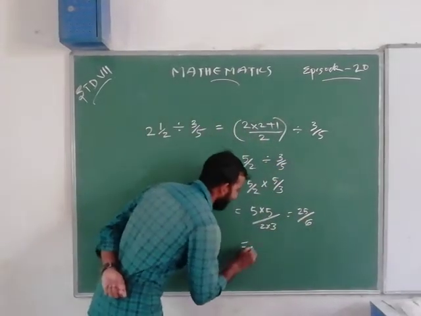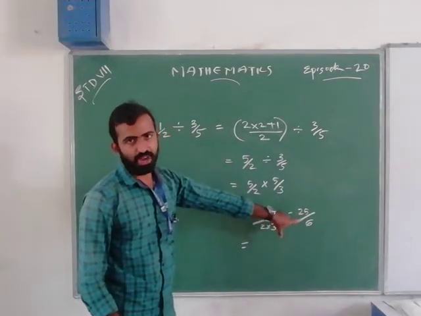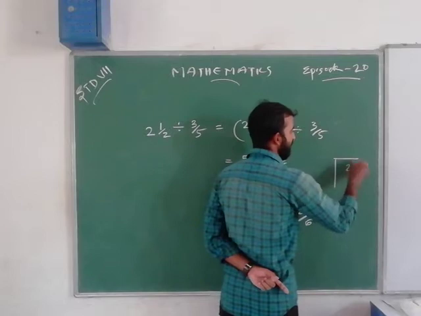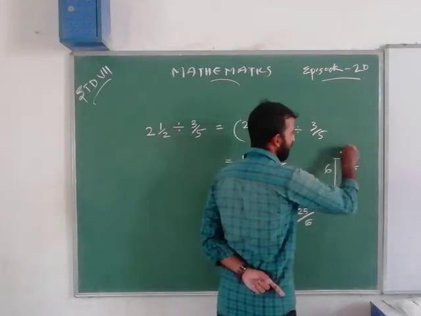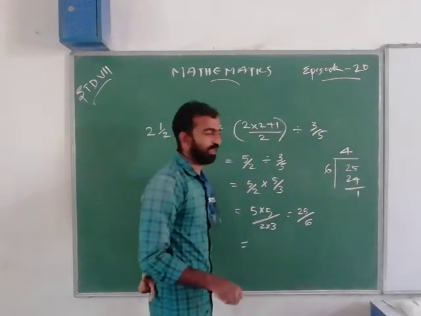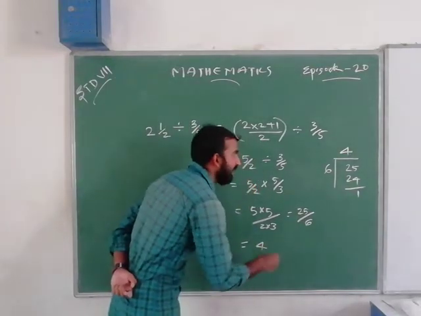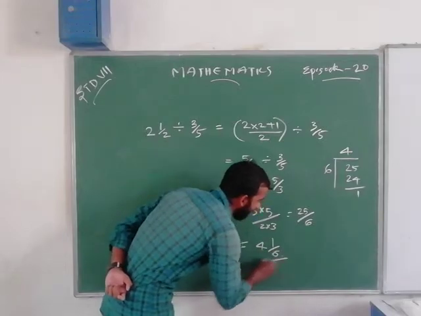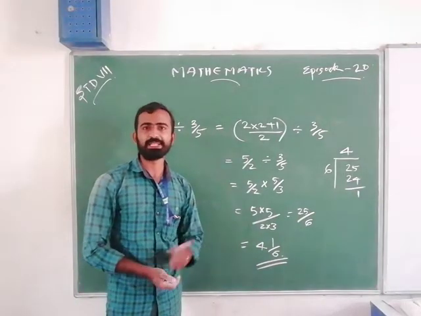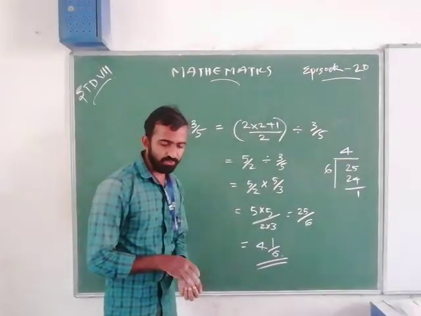We get 25 by 6. 25 by 6 is an improper fraction. So we can write in mixed fraction, that is 25 divided by 6. We get 4 into 6, we get 24, and remainder is 1. We can write mixed fraction as quotient, remainder by divisor. Answer is 4 and 1 by 6. Any doubt? Okay.